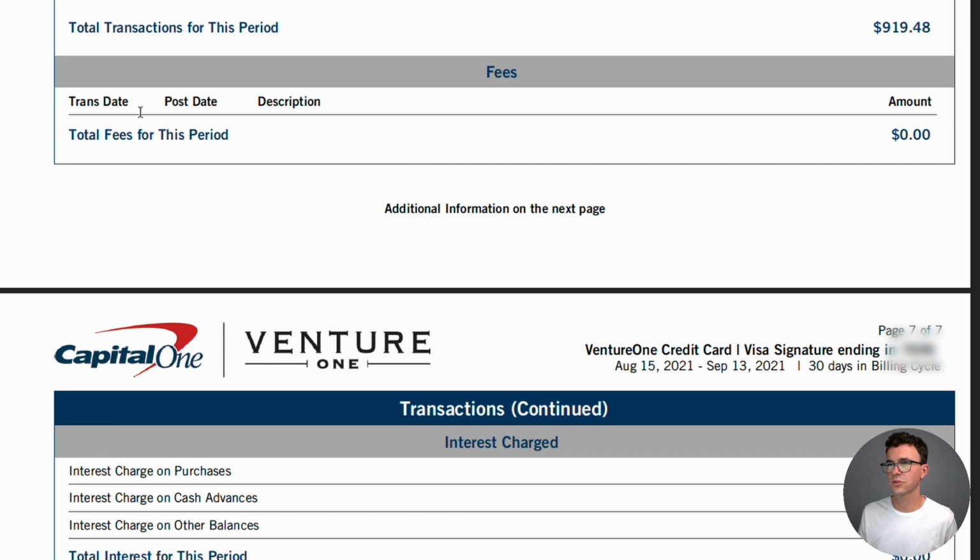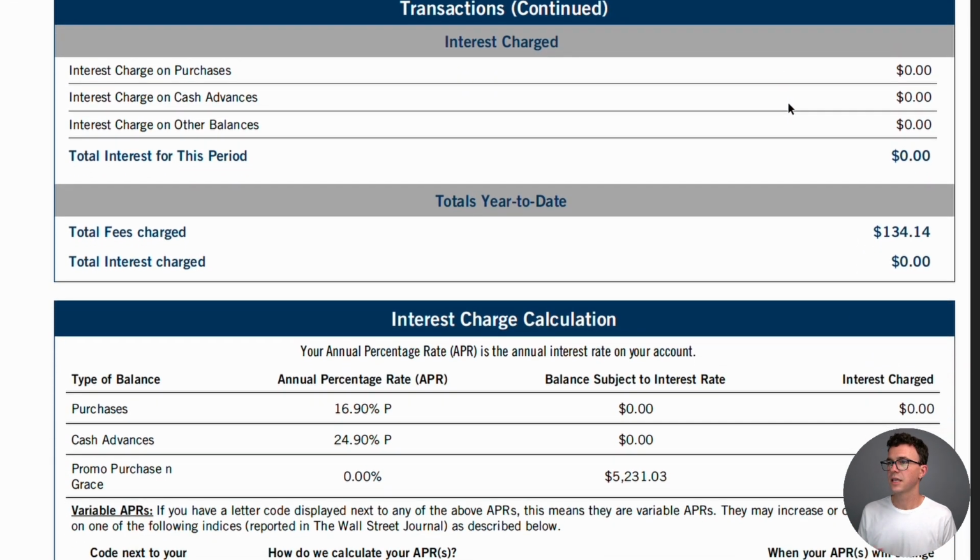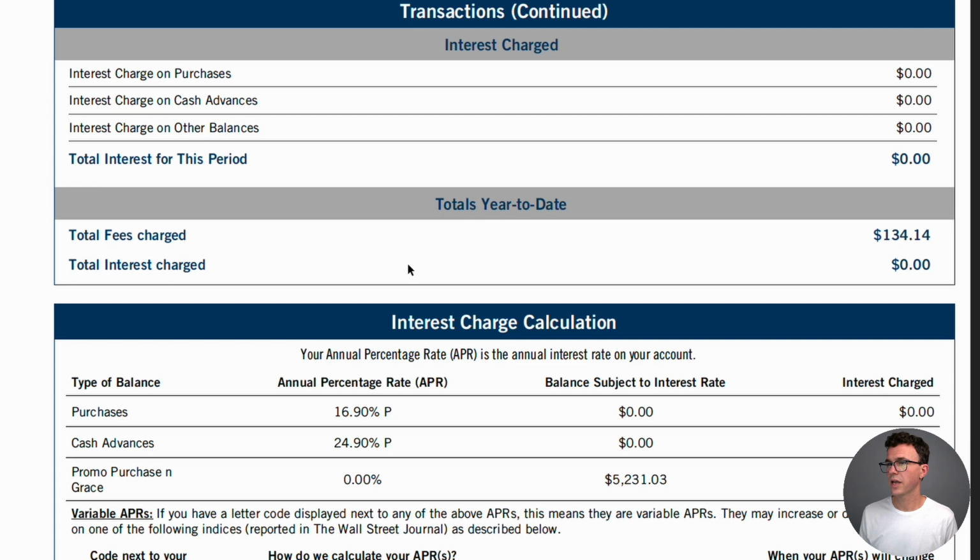After all the transactions for the period, you see the fees for the period. There were no fees in this period. Then moving on to the next page is the interest charge. If you were charged interest because you hadn't paid off the statement in full, this is where you would see those on purchases, cash advances, or other balances. Then you have the total year-to-date fees and interest. So this would be the fee for the balance transfer, and then no other interest.